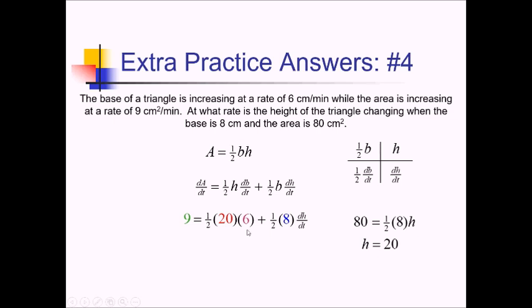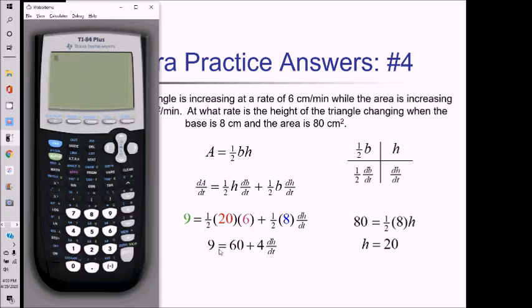So at this point, it's just algebra. I'm going to clean things up a little bit here. So I've got, let's see, 1/2 of 20 is 10, times 6 is 60. Over here we have a 4 dH over dt. And let me just do the rest on the calculator, just so I don't mess it up. So we've got 9 minus 60. And I'll press equals, and then divide that by 4, giving me an answer of negative 12.75.